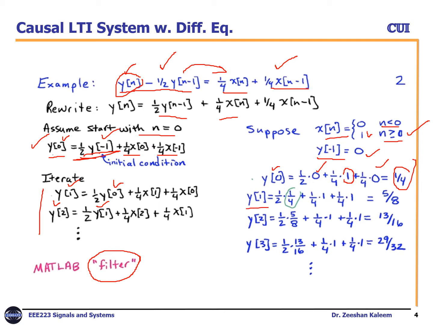So continue calculating this one. For y1 we have y0 here. So y0 we found from here is 1/4, and carry on. So we will get 5/8 and so on. In this way, this is a recursive equation, and we find the solution for different values of n, right?